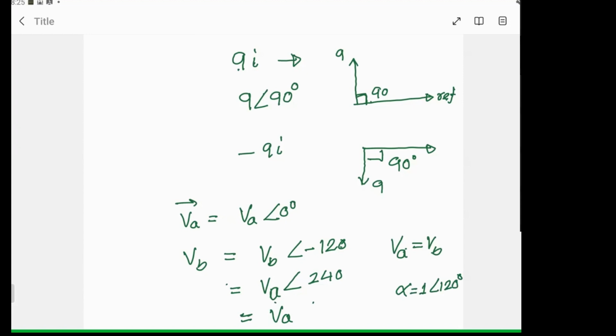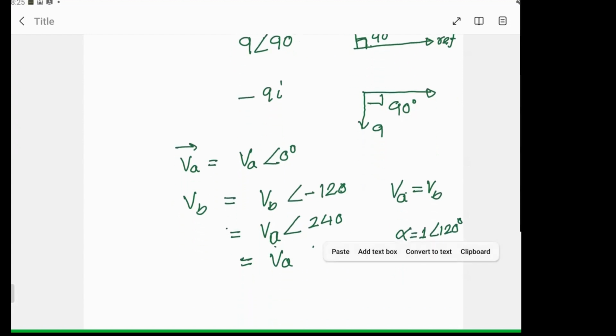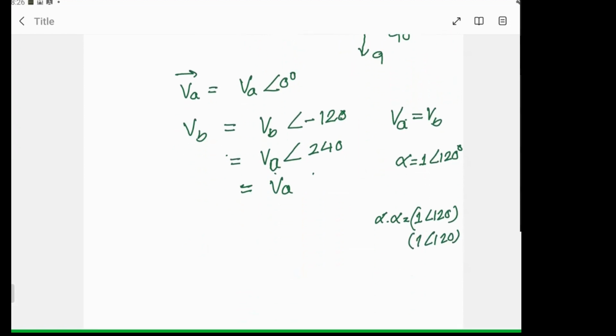Okay. So I can consider alpha is a definition similar to I, but this one is a 120 degree phase shift. So in that case, if I multiply alpha times alpha, that will give me 1∠120 times 1∠120. So how to multiply?